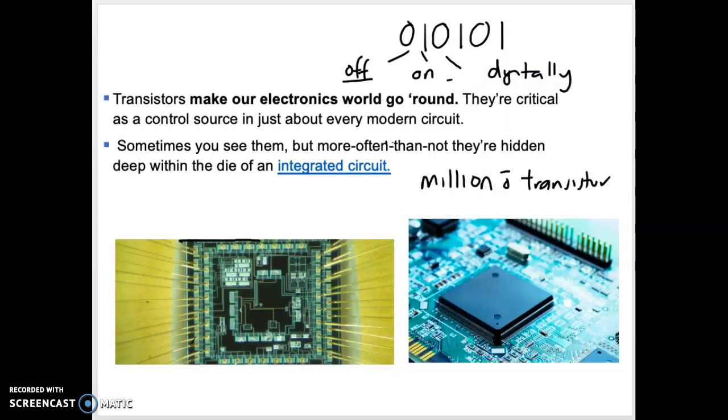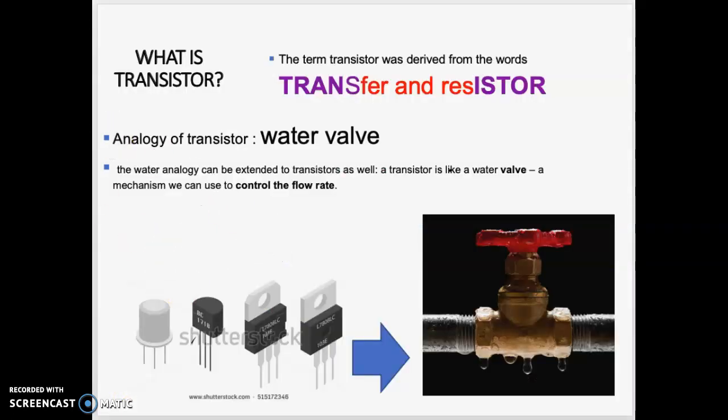Okay, now let's take a look at what a transistor actually is. The name comes from transfer resistor. The aim of the transistor is to have a current flow. You transfer from no current, R equal to infinity, into R equal to 0. So there is a transfer of current from a high resistance to a low resistance or vice versa.